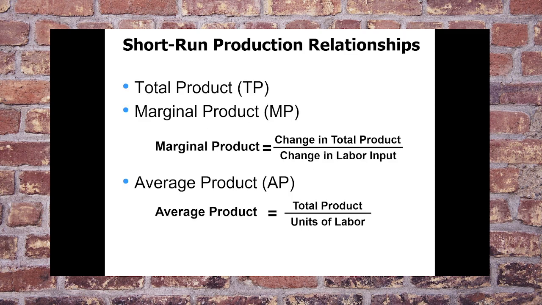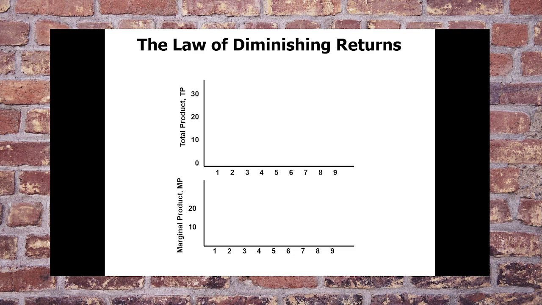Okay, let's look at the short run production relationship. The first thing we're going to have is total product. Then we're going to have marginal product. Marginal product is the change in total product from a change in labor input. And then we have average product, which is total product divided by the units of labor. So let's look at this graphically. This is what we're going to call the law of diminishing returns, right?